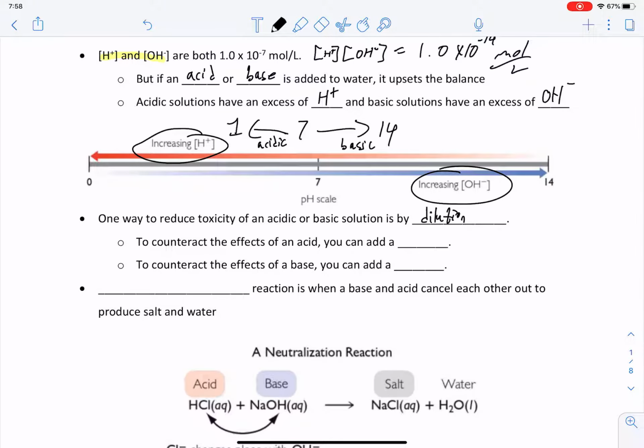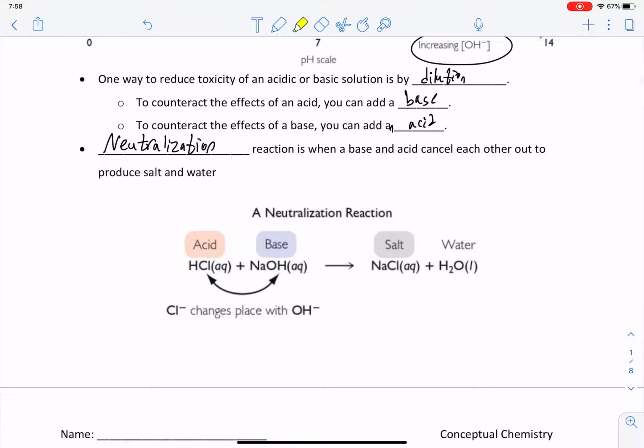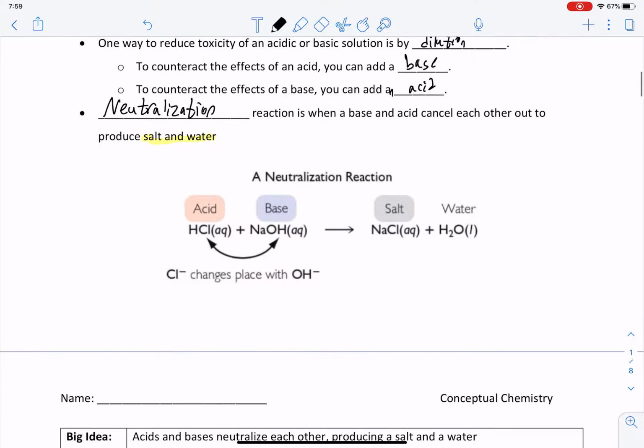So to counteract the effects of an acid, you can add a base, and to counteract the effects of a base, you can add an acid. And that leads us to our idea for this video, neutralization. So a neutralization reaction is when a base and acid cancel each other out to produce salt and water. Now that's going to be important for our problems and example problems that we'll see again.